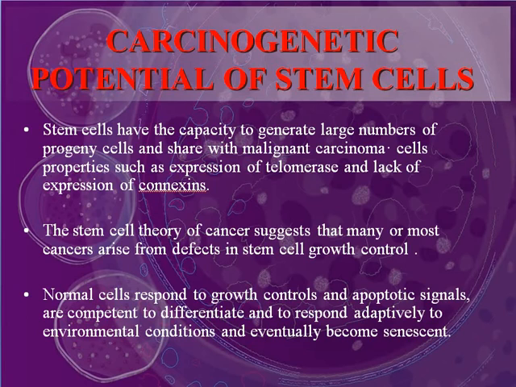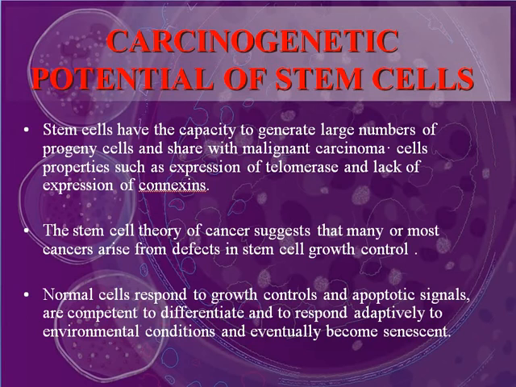So what is the carcinogenic potential of stem cells? Stem cells have the capacity to generate a large number of progeny cells and share with malignant carcinoma cells properties such as expression of telomerase and lack of expression of connexins. So what are the properties? The expression of telomerase and lack of expression of connexins. These are two properties the same as in cancer.